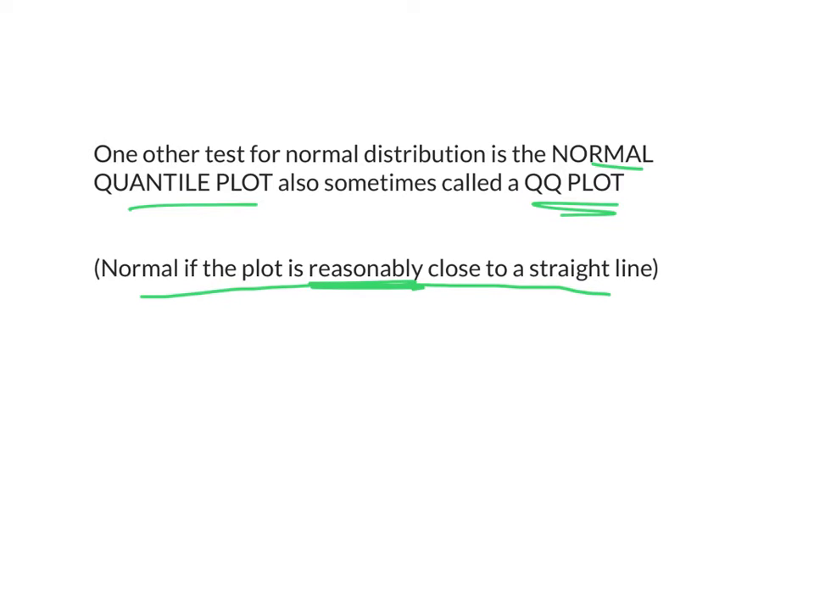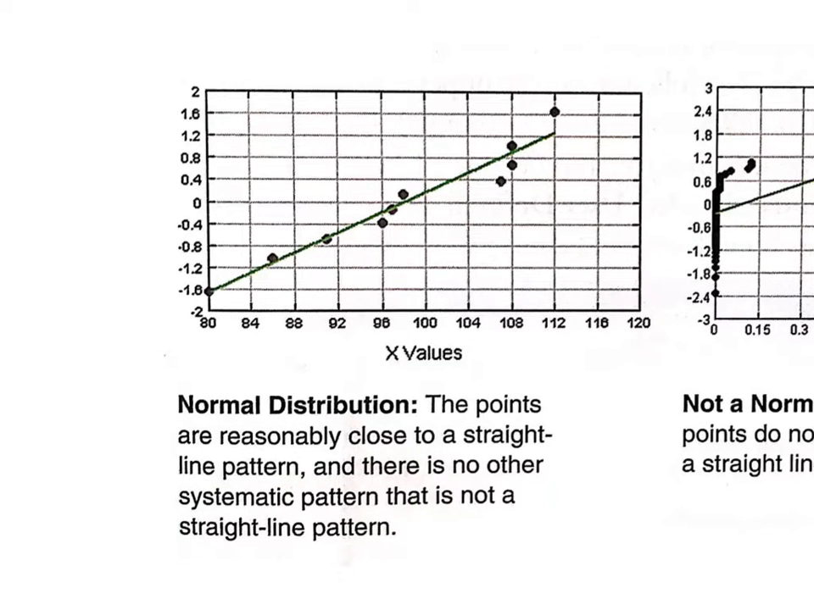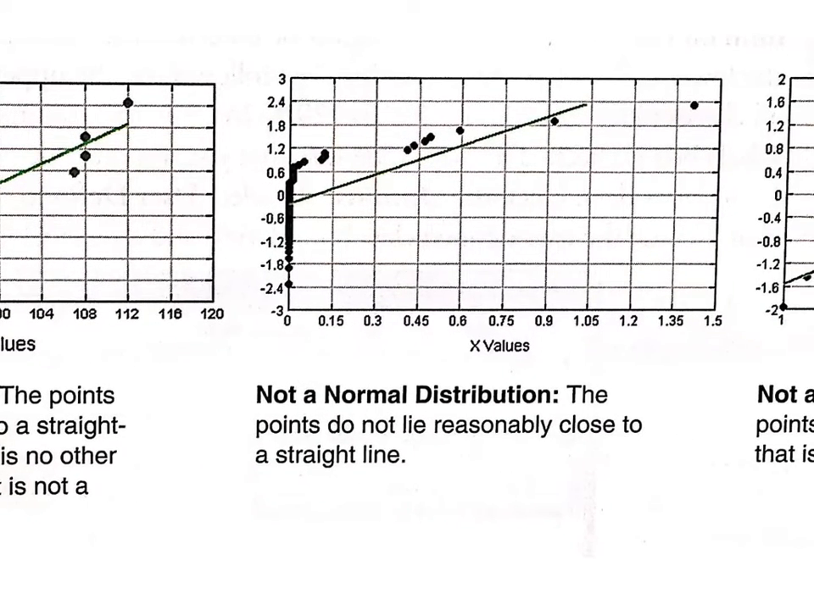I'm going to show you a picture of a couple of those. Here's what one would look like that we consider normal. See the points in that graph are close to a line. They're not hardly ever going to be in a perfect straight line. But if you read what it says down here, there's no other systematic pattern that's not a straight line. Now look at the next one. This is one that's not normal. You've got a ton of points coming up through here, and it goes this way. So definitely not normal. They're not even close to a straight line.